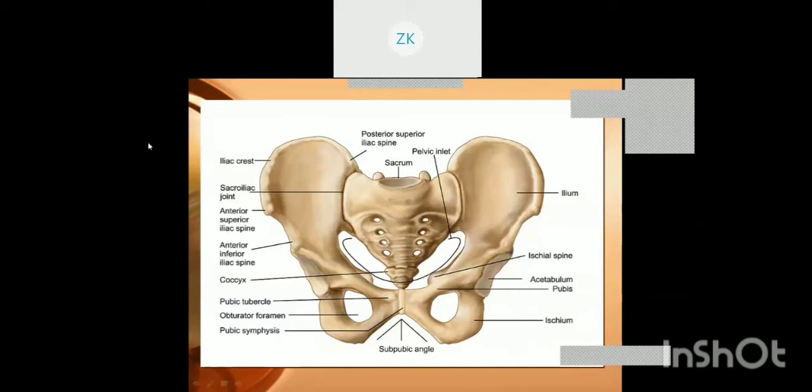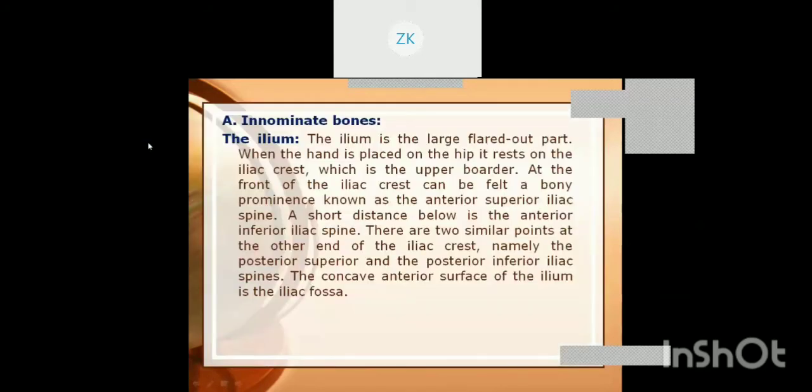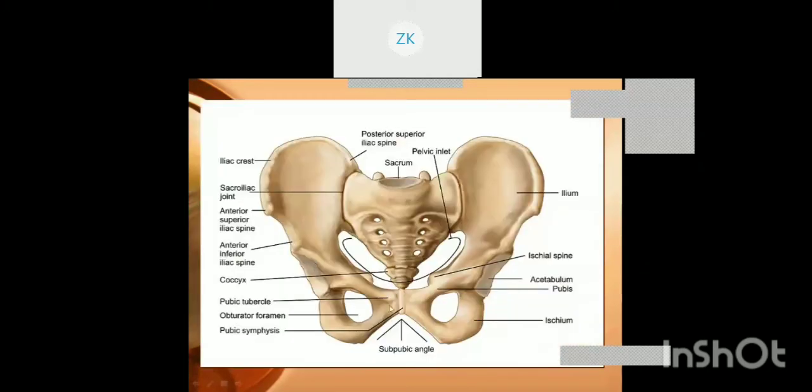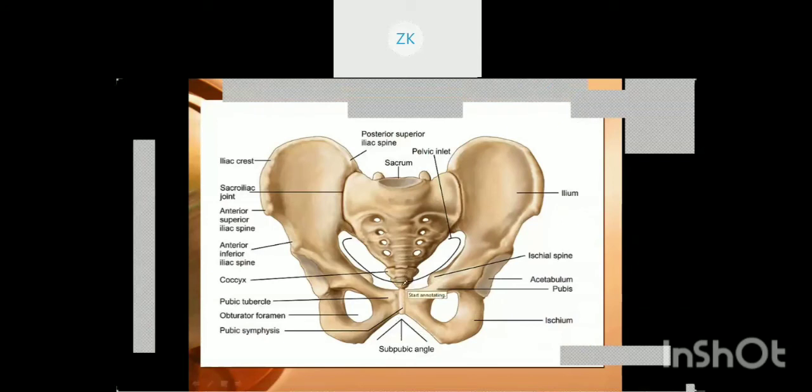Now coming to the pubic bone. The pubic bone is the anterior part of the pelvis. We have the superior ramus and then the inferior ramus, and the junction where the pubic bones meet is the symphysis pubis. You can see here, right? The symphysis pubis or the pubic symphysis. This is the pubic symphysis where the two pubic bones, the left and the right, meet.